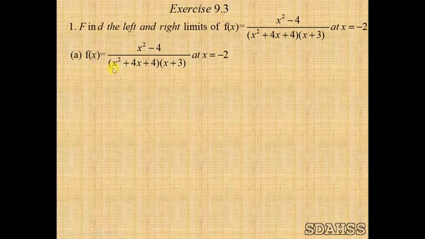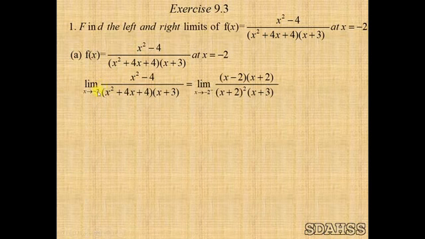Now you have to apply the limit on both sides. That is, limit x tends to minus 2, (x square minus 4) divided by (x square plus 4x plus 4) into (x plus 3). Now you consider the number line. In the number line, on the left hand side you have minus 2 minus, and on the right hand side you have minus 2 plus. Now you consider the left hand side limit, that is minus 2 minus.